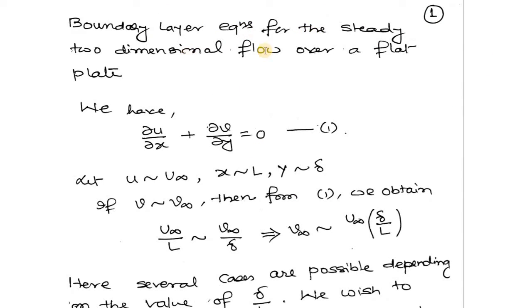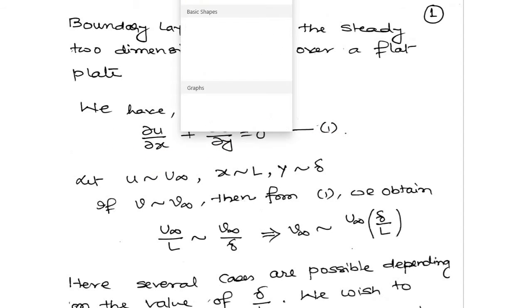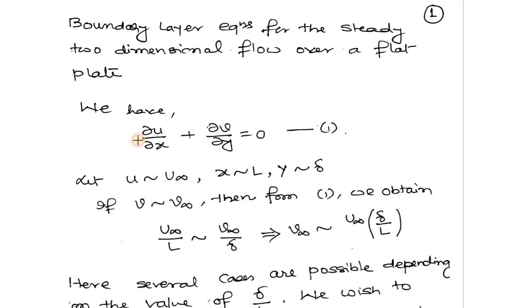Let us consider the steady two-dimensional flow over a flat surface, and the fluid is Newtonian with constant fluid properties. The equation of continuity for a steady two-dimensional, incompressible fluid flow is given by this: del u by del x plus del v by del y equal to 0. So this is your equation of continuity.